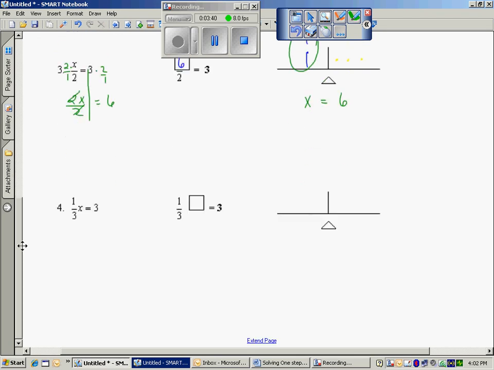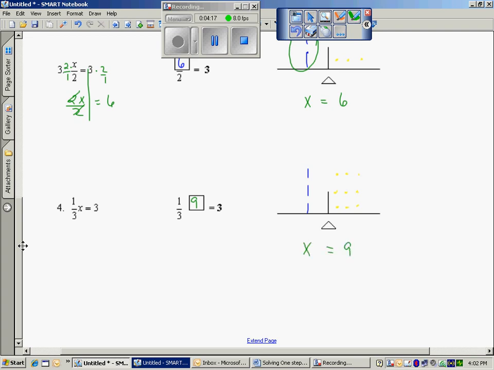In the last problem, 1/3 of what number is 3? 1/3 of 9 is equal to 3. Showing this with the balance, I have 1/3 of an x. I have one little piece of an x, and that's equal to 3 yellow tiles. So every third is equal to 3 yellow tiles. Well, that takes 3/3 to make a whole. So every 1/3 gets 3. If I have it 3 times, I have x on the left-hand side, now a full x, is equal to 9.